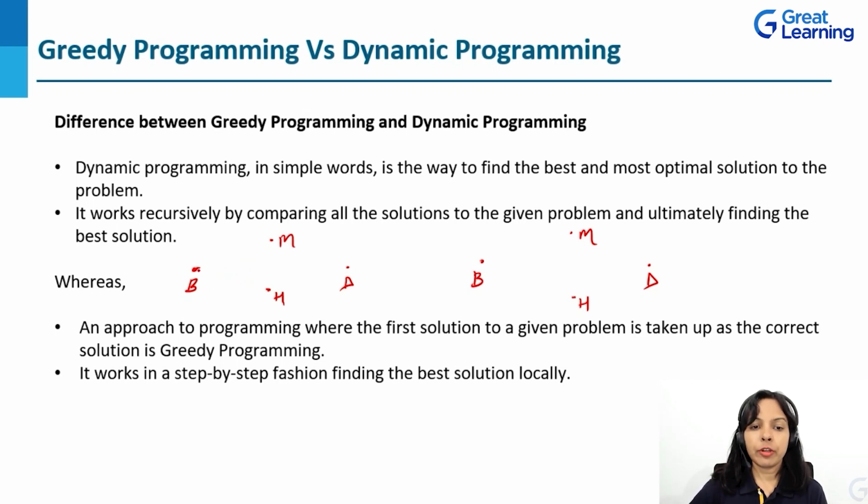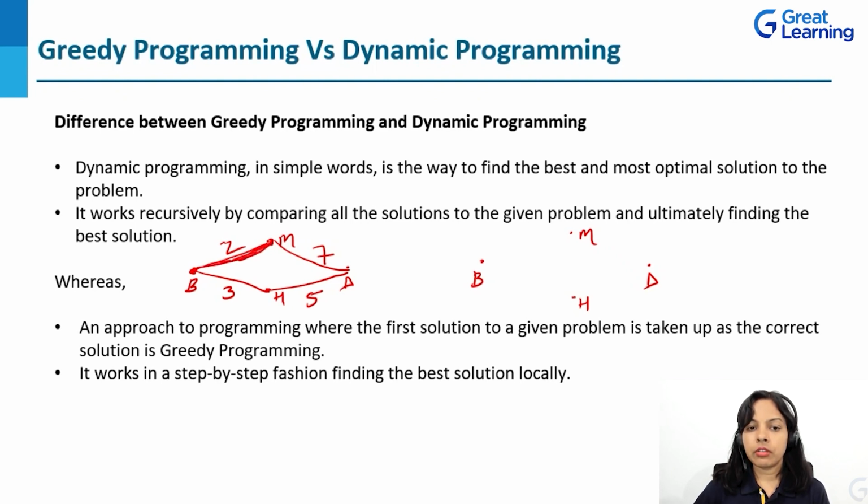Suppose to go from Bangalore to Mumbai, it takes 2 hours. To go from Bangalore to Hyderabad, it takes 3 hours. To go from Hyderabad to Delhi, it takes 5 hours. And to go from Mumbai to Delhi, it takes 7 hours. So in greedy programming, if I start from Bangalore, I'll look for the local best solution. In these two, which takes less time? 2. So in these two paths, this is the best solution, so I'll follow this path.